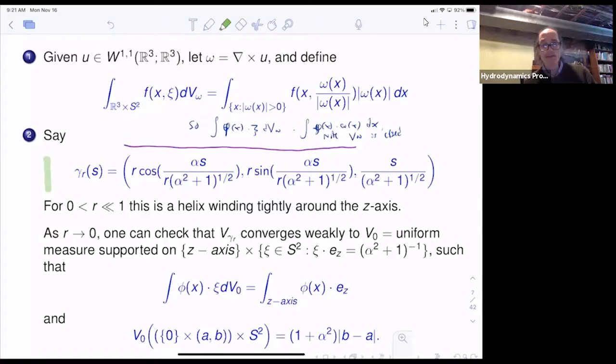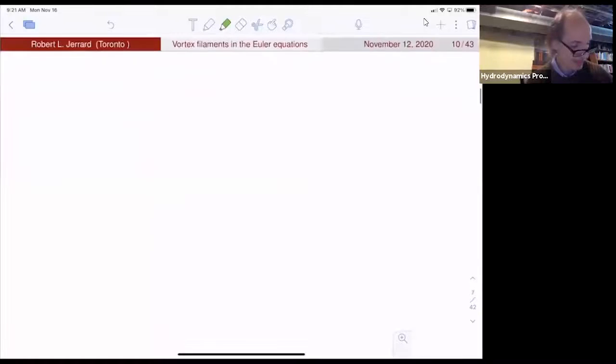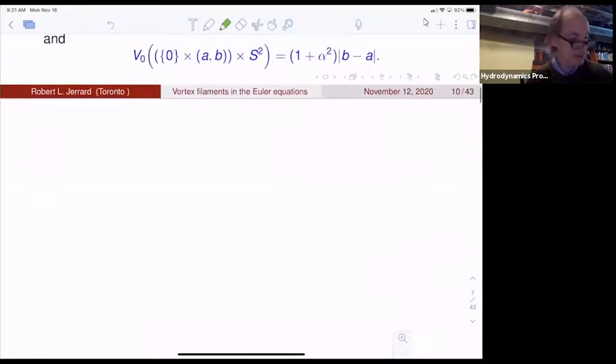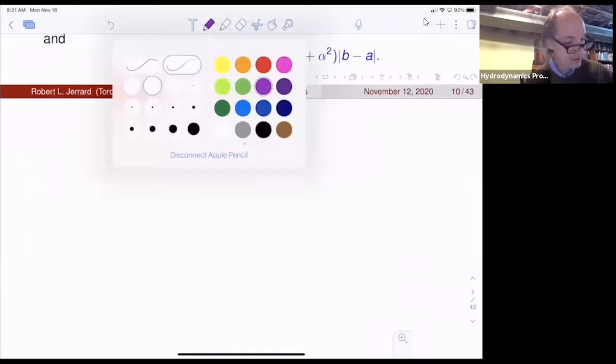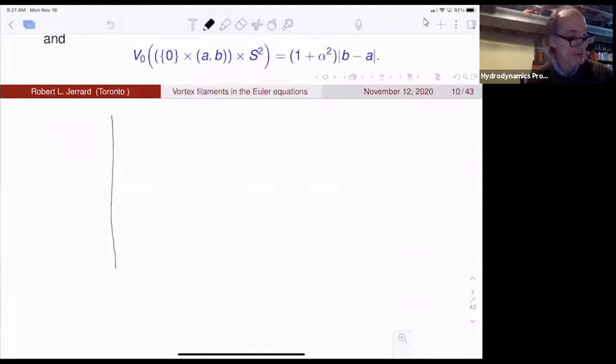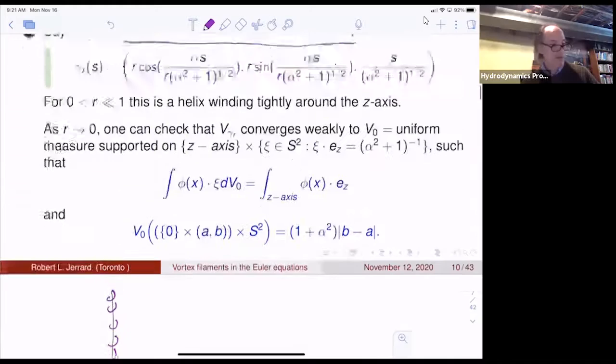And I guess I've chosen R and alpha, I've written this in such a way that we have an arc length parameterization. And so alpha here describes the angle. So what's happening is, if this is the vertical axis, the curve gamma is winding around the vertical axis in circles of radius r and moving upward as it goes, etc. Okay, and so this is a curve.